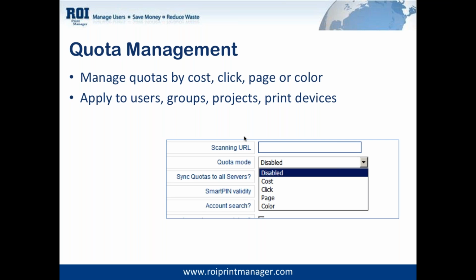Alternatively, you can use a click model or a page model or a color model. So you begin to give users, for example, a quota for color so that they can be sensible about what they're printing in color versus mono. Again, you can apply quotas to individual users, groups, projects, print devices. The options are fairly extensive within ROI.